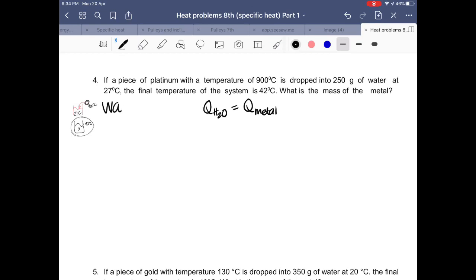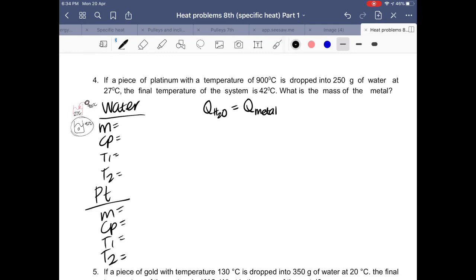Okay, so we have water and we have platinum. For both, we need mass, specific heat, temperature 1 and temperature 2. Let's start analyzing the information. We have 900 degrees, the initial temperature of platinum. So platinum temperature 1 will be 900 degrees Celsius.